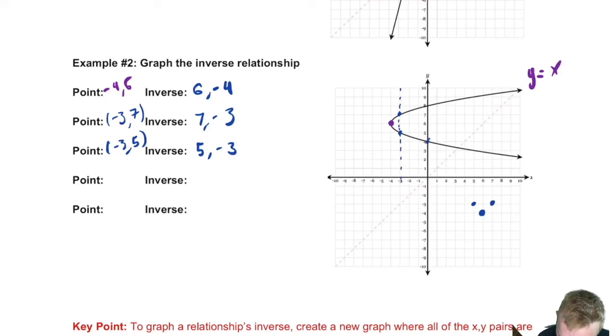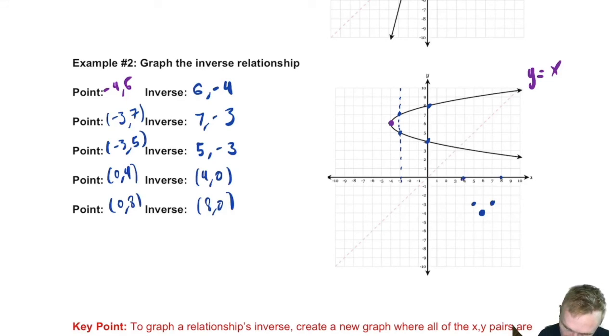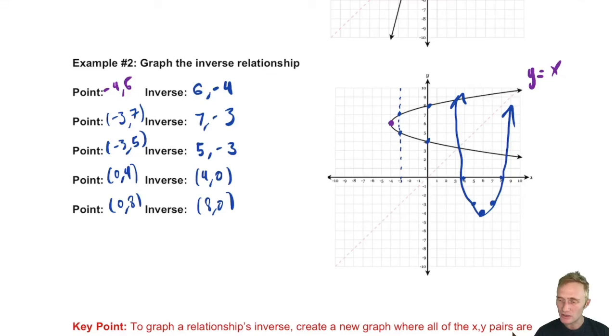Let's do 2 more here. I've got 0, 4, and 0, 8. So I've got 0, 4, which will become 4, 0, and I've got 0, 8, which will become 8, 0. So if I graph these 2 points, 8, 0, 4, 0, here we go. So, way better now than my original guess, but the same idea applies here, that we're flipping this over that line y equals x.